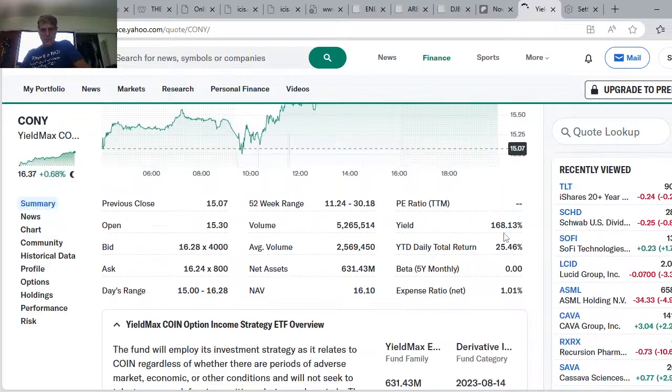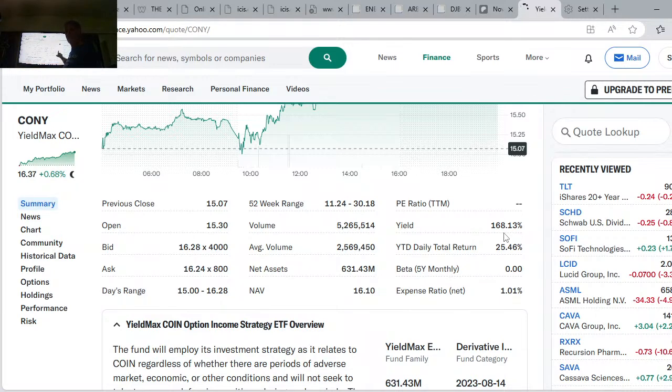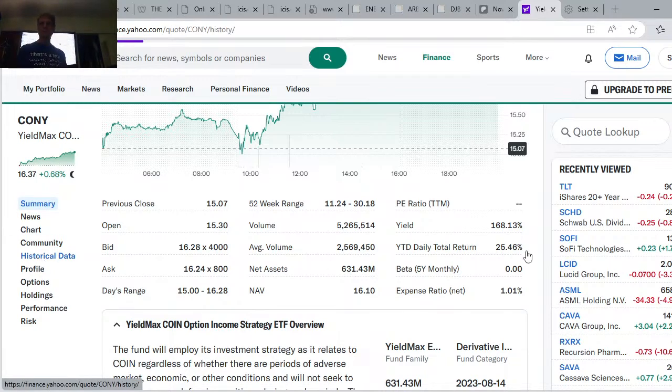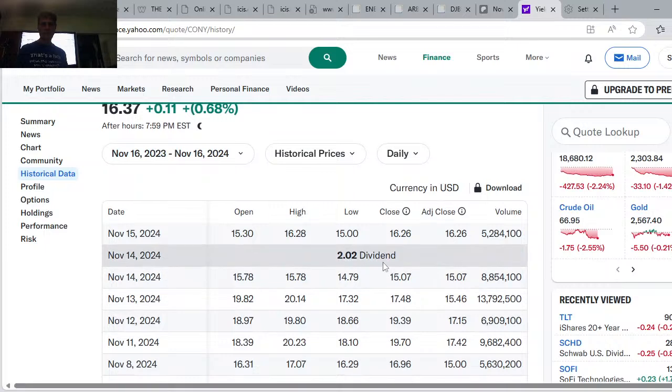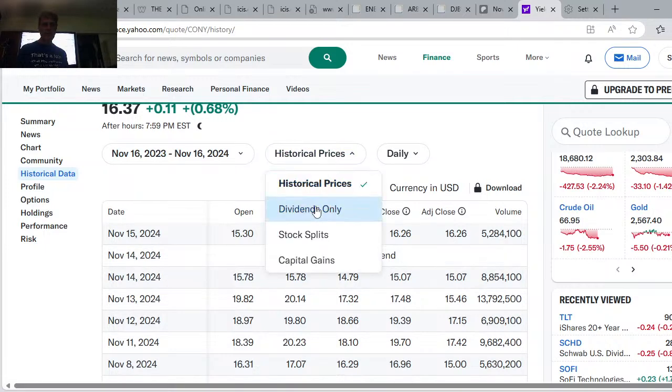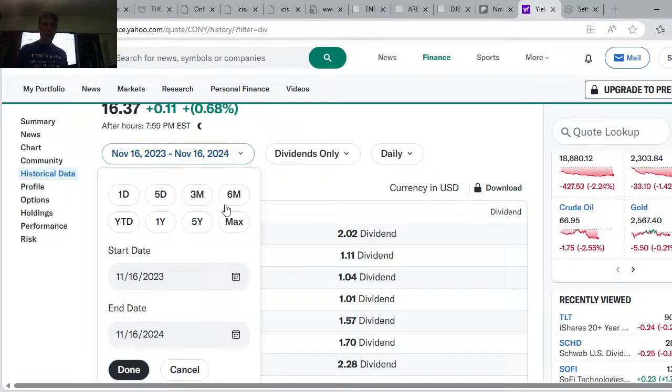Do you see what it says right there for the yield? 168% yield. That means for every dollar you put in, at the end of the year, you will get 168% back. 168% return. But here's the catch. Take a look at the historical performance. Dividends only, and all the dividends.